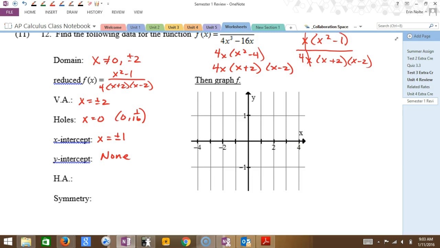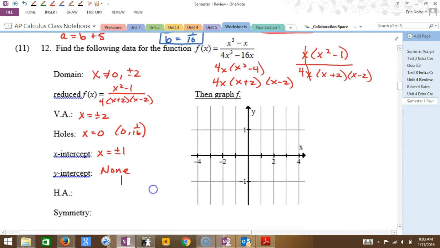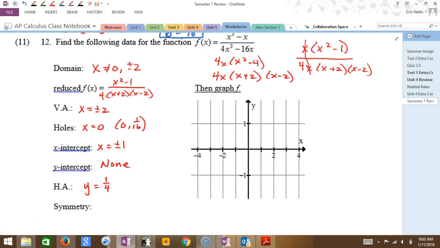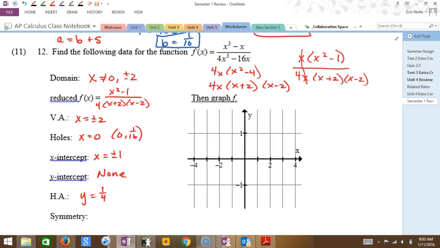Okay, horizontal asymptotes, that's end behavior. If we go back to our original, is it bigger on top, bigger on bottom, or is it the same? Same, so where's my horizontal asymptote? 1/4, good. So y equals 1/4. Okay, so symmetry. If I plug in a -x into this original function, what happens?